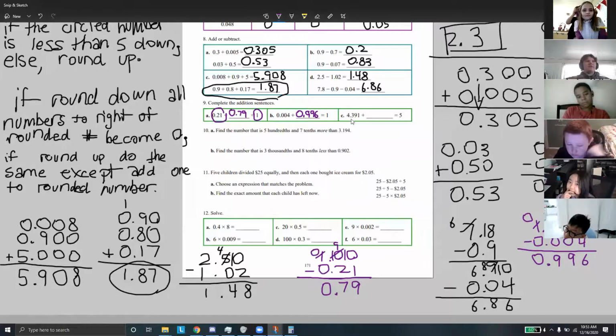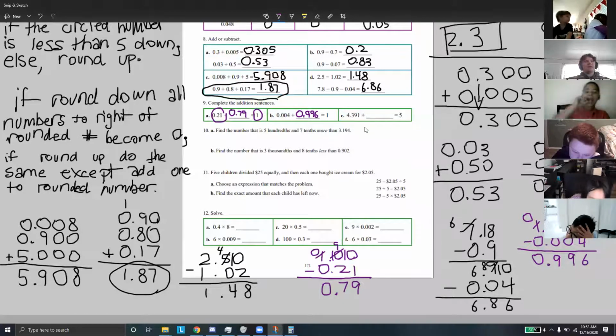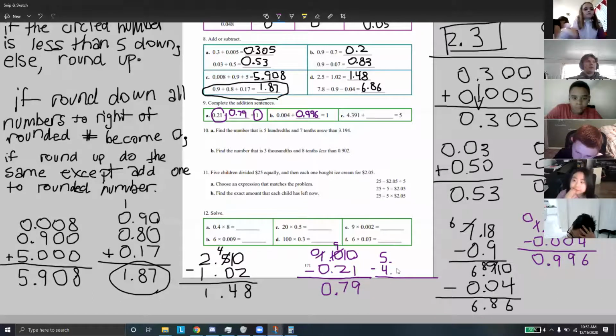Okay, here we go. So we have 4 and 391 thousandth plus some number equals 5. So same deal. We're going to kind of do it backwards. 5 minus what will give us what we're adding, right? So 5 minus 4 and 391 thousandth. Remember to always line up your decimal. You guys see every single problem I'm doing with the decimals, I line up the decimals. And 5 is the same as 5 and 0 hundred, 0 thousandth.